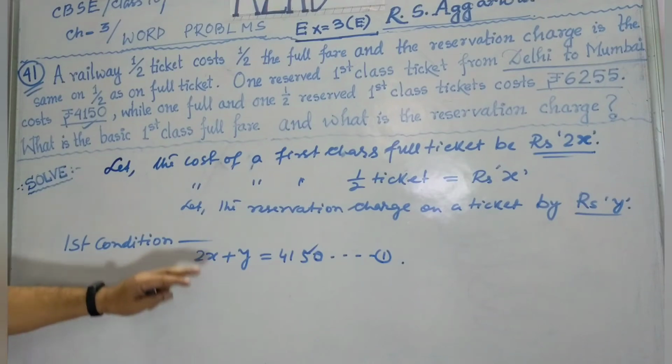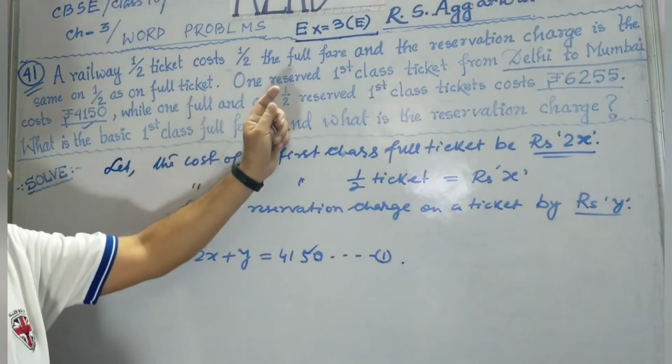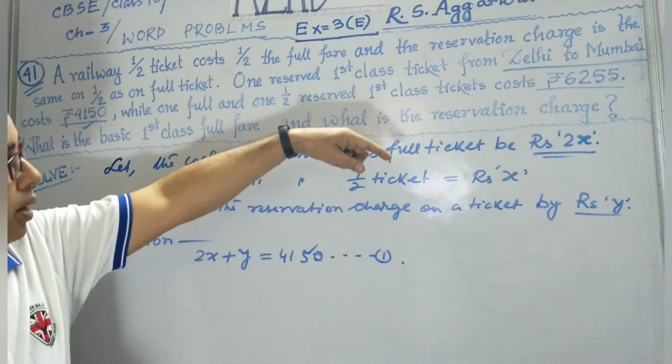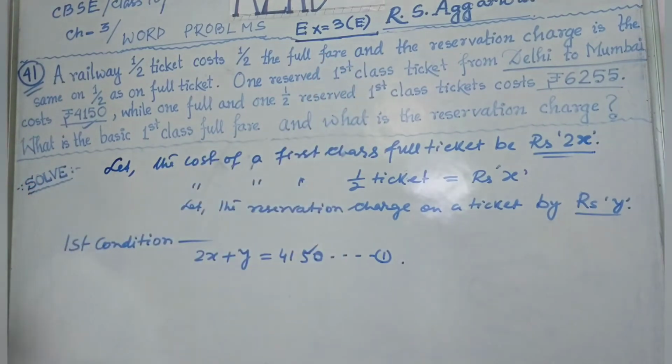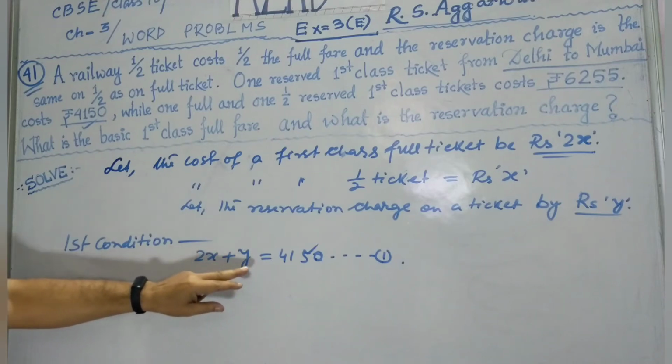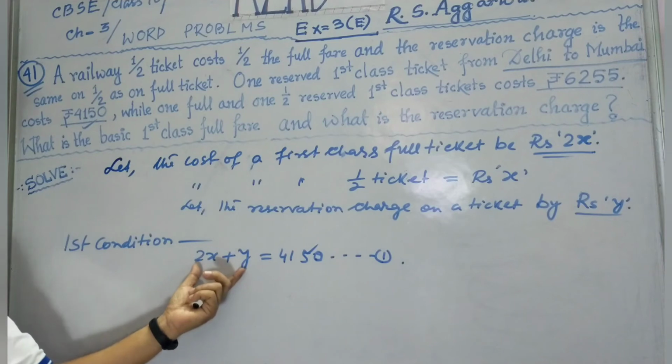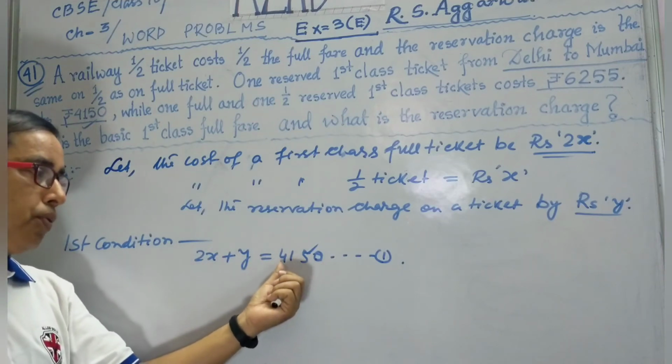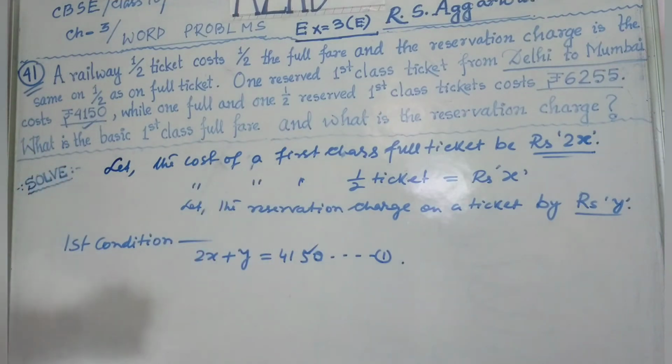Again, listen to me. The person has a first class ticket, only one first class ticket, and the price of that first class ticket is 2x, and he paid the reservation charge of rupees y, and for this he has to pay a total of rupees 4150. This is equation 1.